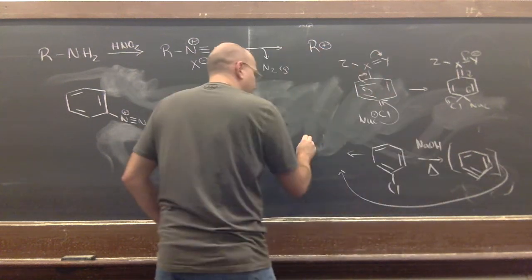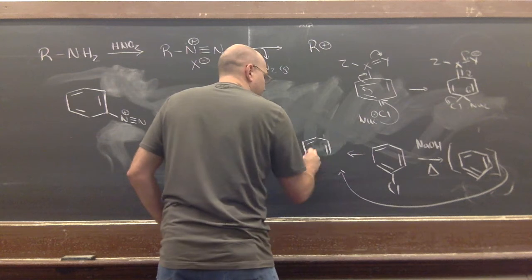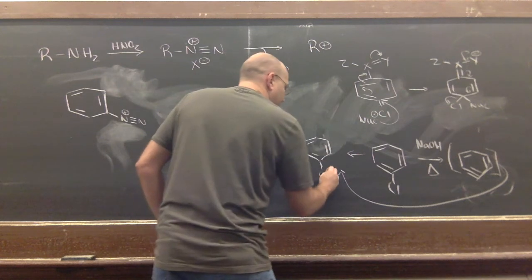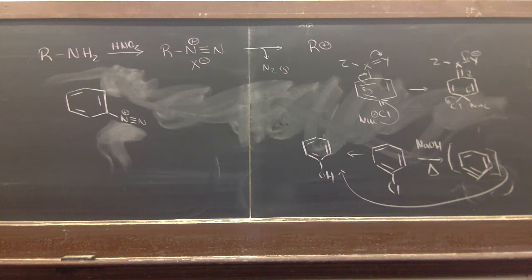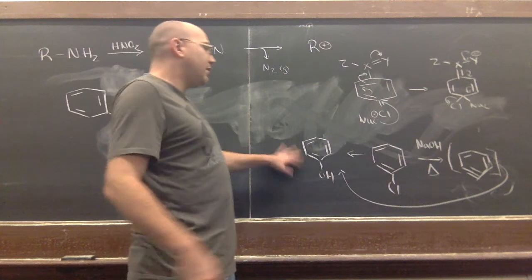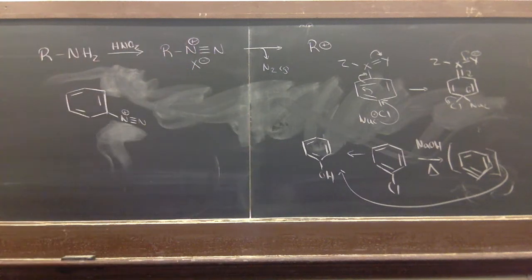Hopefully, this is just a review. This should look familiar. You guys should all be able to draw the mechanism of that, right? You get this elimination to generate benzyne, which is then attacked by the sodium hydroxide and subsequently protonated, I should say, once you have the anion there. But again, this other one requires a significant amount of heat.